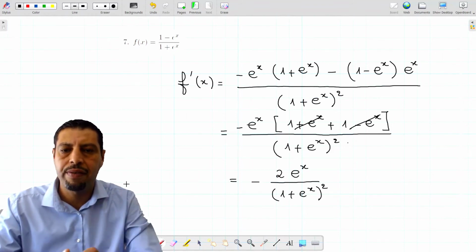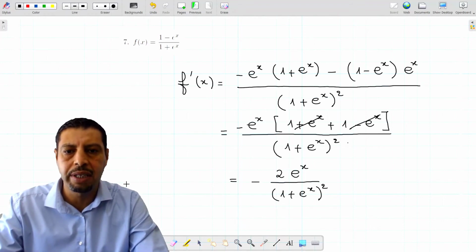We are done with this list of functions. We made the derivative using the product and the quotient rule.